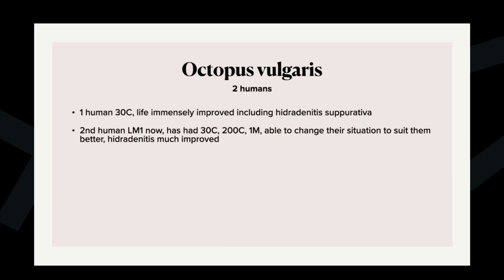The second human right now is on LM1. I had given many different potencies. I had also given other LMs, and now we went back to LM1 again. The reason I went back to LM1 on this person is they took Ozempic. They do have type 2 diabetes too, which I'm sorry I didn't mention before. Their doctor wanted them to go on it, and when that happened, I needed to give an LM. They were having some trouble, especially physical.